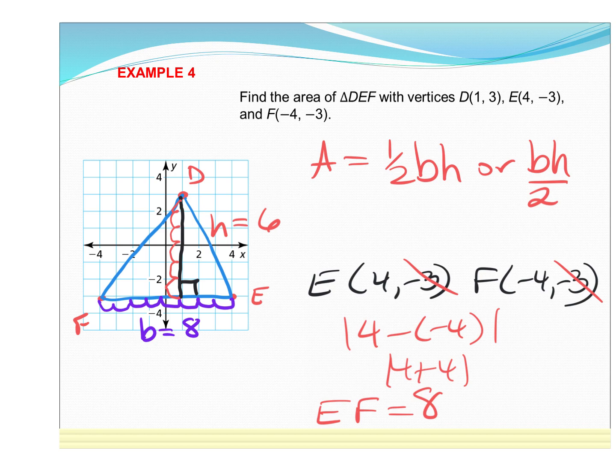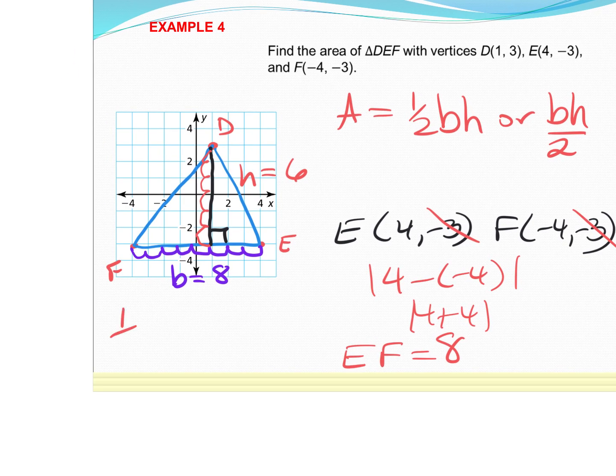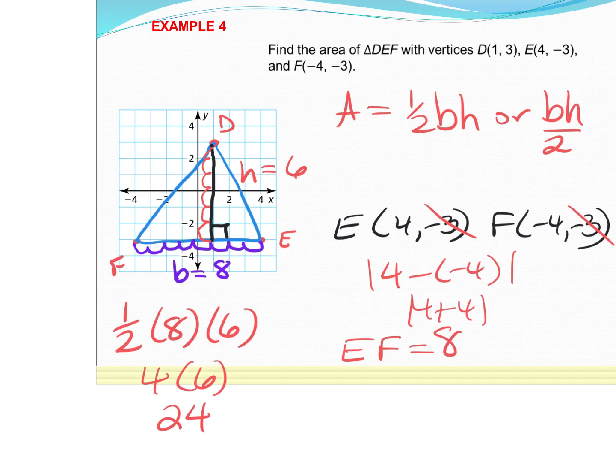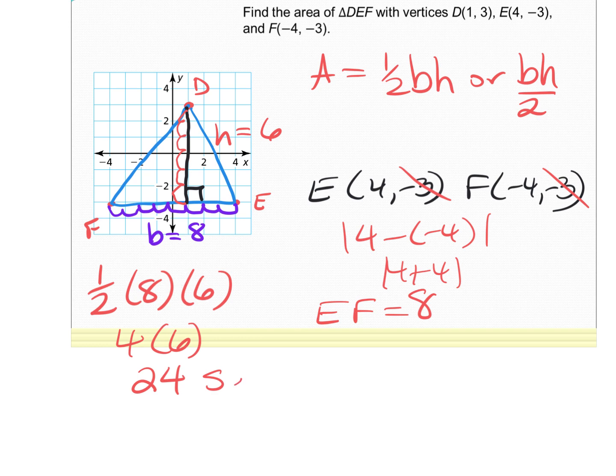So now I'm going to take the two numbers. I'm going to multiply base times height and then by a half. So I could take half of 8, it's 4. And then 4 times 6 is 24. And these are square units.